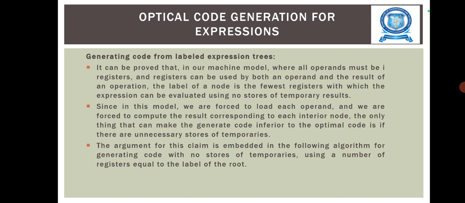Generating code from labeled expression trees. It can be proved that in our machine model, where all operands must be in registers and registers can be used by both an operand and the result of an operation, the label of the node is the fewest registers with which the expression can be evaluated using no stores of temporary results. Since in this model we are forced to load each operand and to compute the result corresponding to each interior node, the only thing that can make the generated code non-optimal is unnecessary stores of temporaries. The argument for this claim is embedded in the following algorithm for generating code with no stores of temporaries, using a number of registers equal to the label of the root.